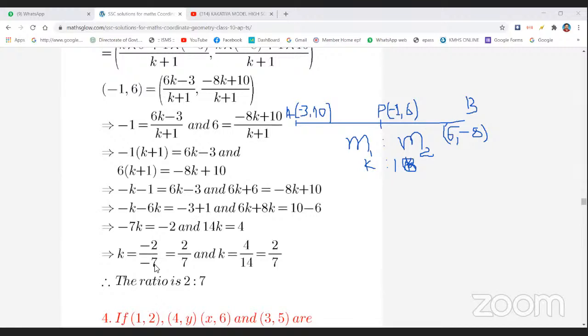Here also, by solving this we will get the same answer. That is 6k plus 8k is equal to 10 minus 6, 14k is equal to 4, k is equal to 4 by 14. So 2 2s are 4, 2 7s are 14, that is 2 by 7. That ratio is 2 by 7.